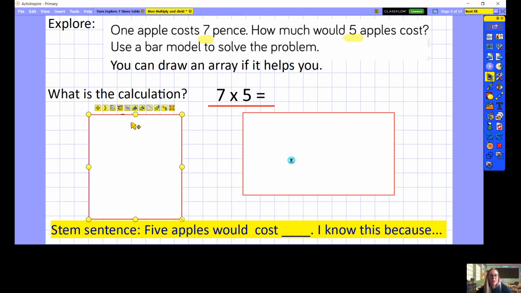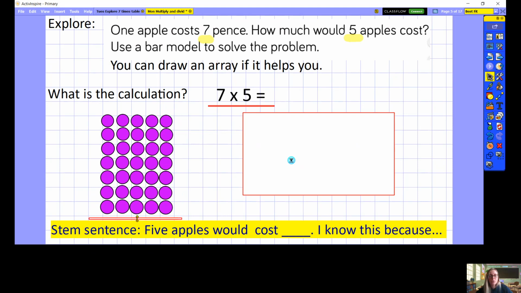Okay, so let's go through how we might answer 7 times 5. So here you could see this is what an array might look like. So 7 groups of 5. So I can actually count in 5s. I know my 5s times table, so I can count in 5s to help me. So I've got 5, 10, 15, 20, 25, 30, 35 there. Or I could count in 7s the other way. So I've got 7, 14, 21, 28, 35. So 7 times 5, which is the same as 5 times 7, is 35.